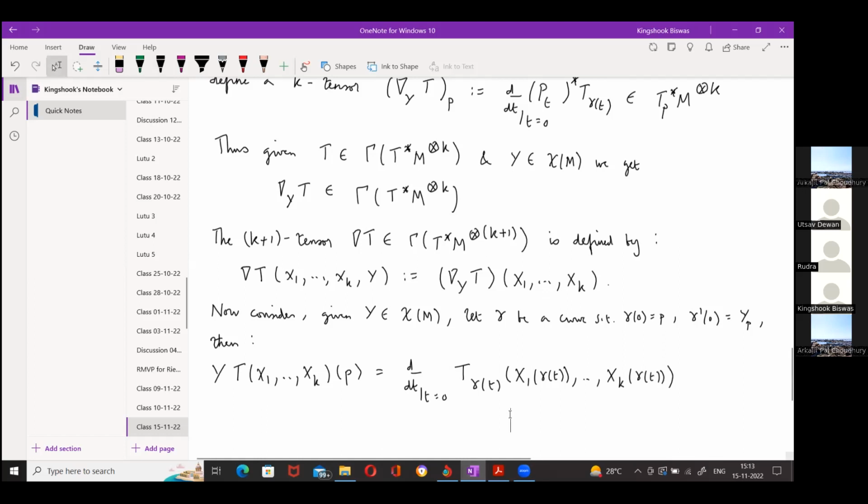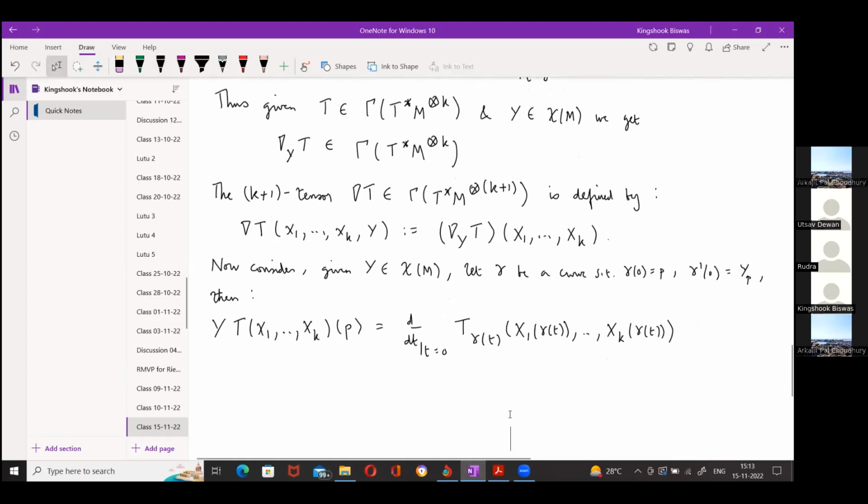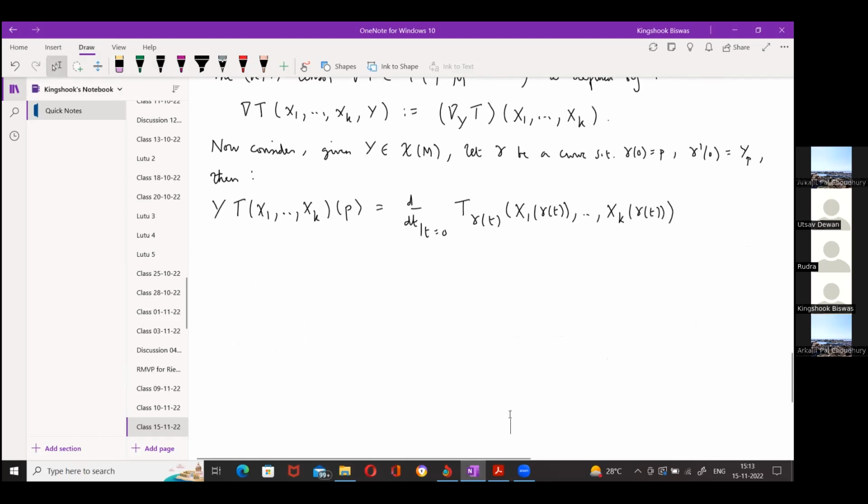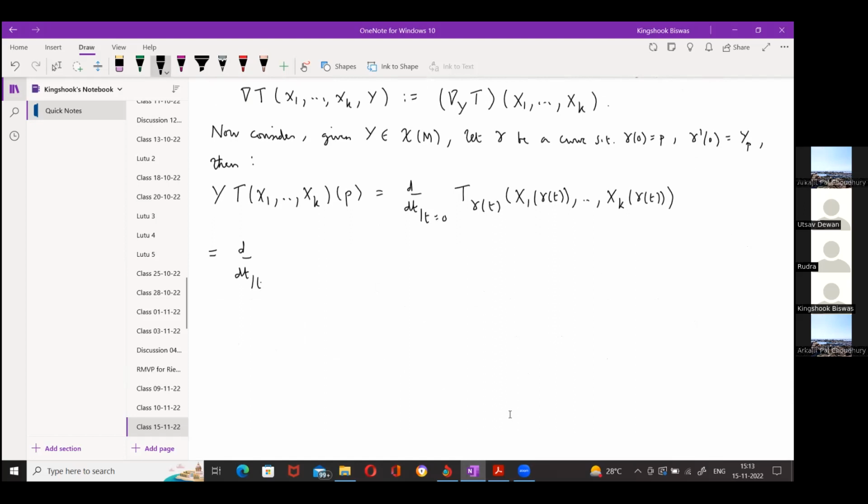Now, we do the following. I write this as d/dt at t equal to 0 of T at gamma(t), and these x1 of gamma(t) and so on, I write as P_t of P_t inverse of x1(gamma(t)), etc., up to P_t of P_t inverse of xk(gamma(t)). Is this clear?